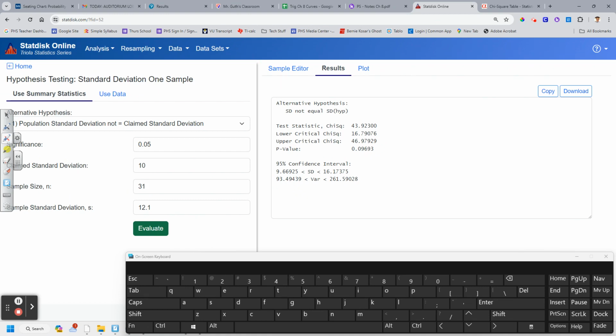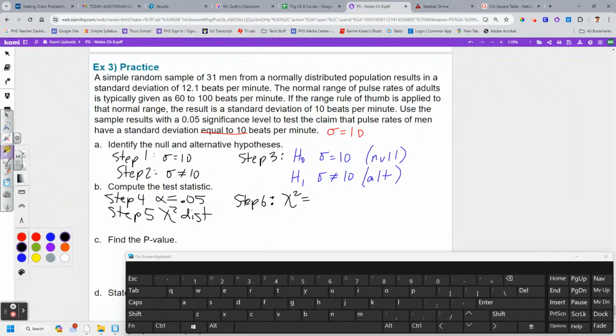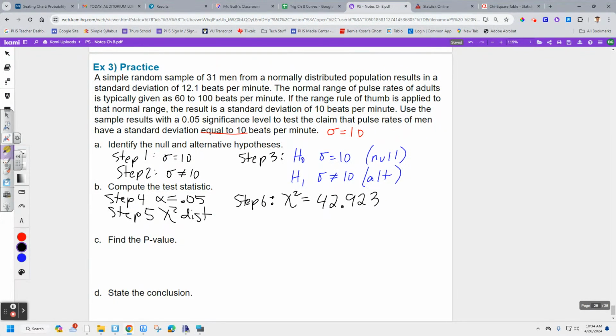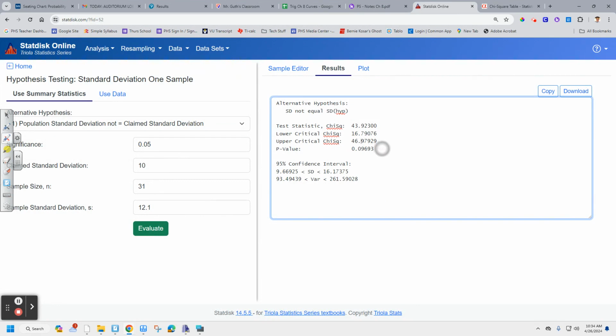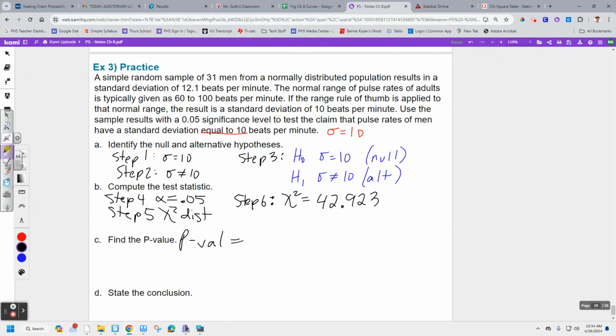So we find the test statistic 43.923. Notice they give you the lower and the upper, the chi-squared L and the chi-squared R, but we want this test statistic, 43.923. C, find the p-value. 0.09693.